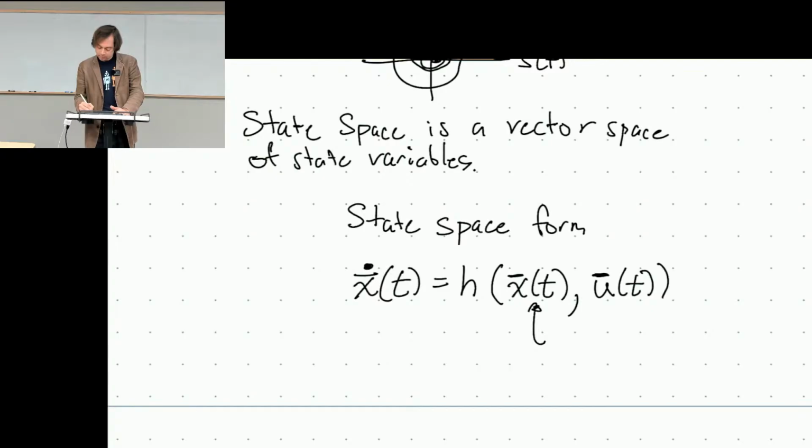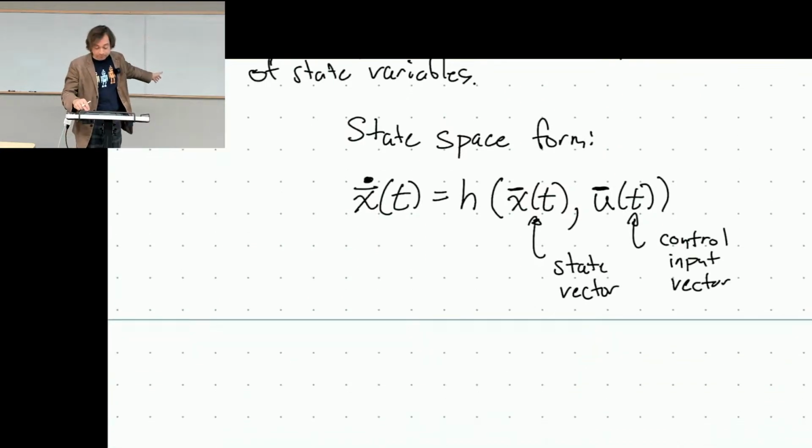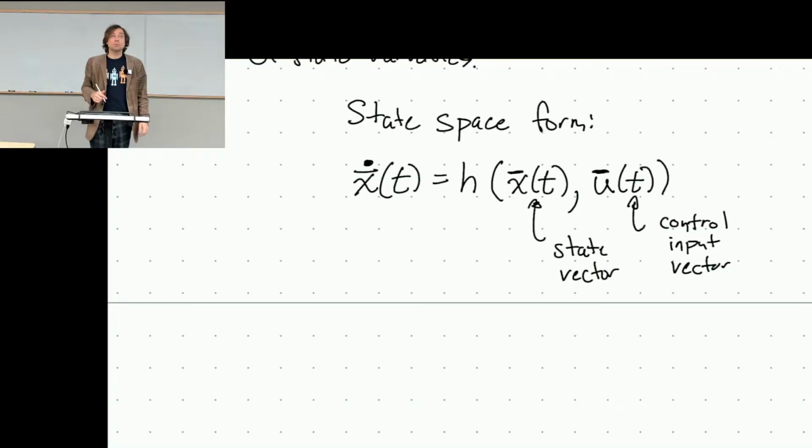So this is our state vector. This is our control input vector. Okay? If you can put it in that form, you're golden. Means that you can put it into MATLAB and simulate it. Okay? Right? And we did this for the pendulum.